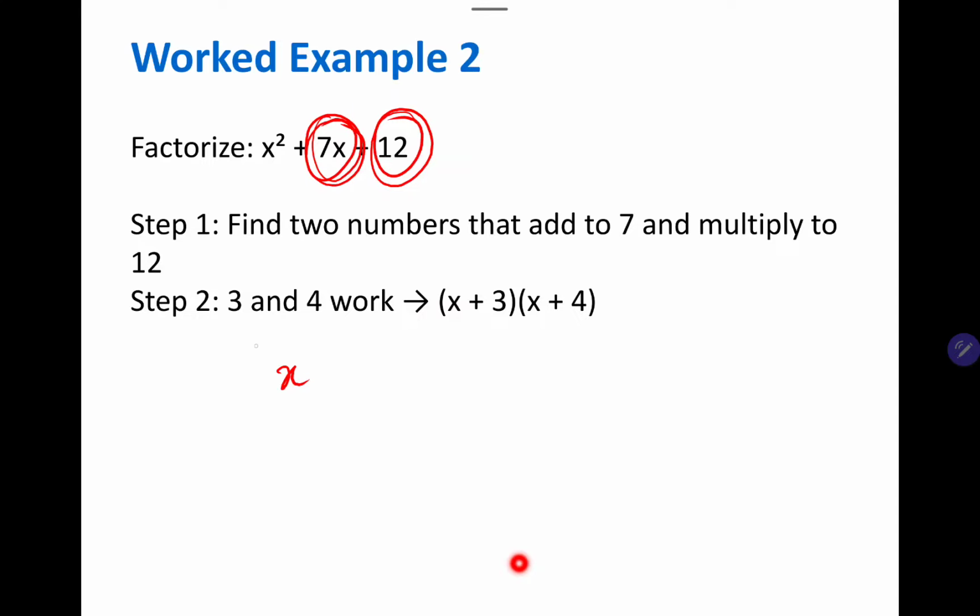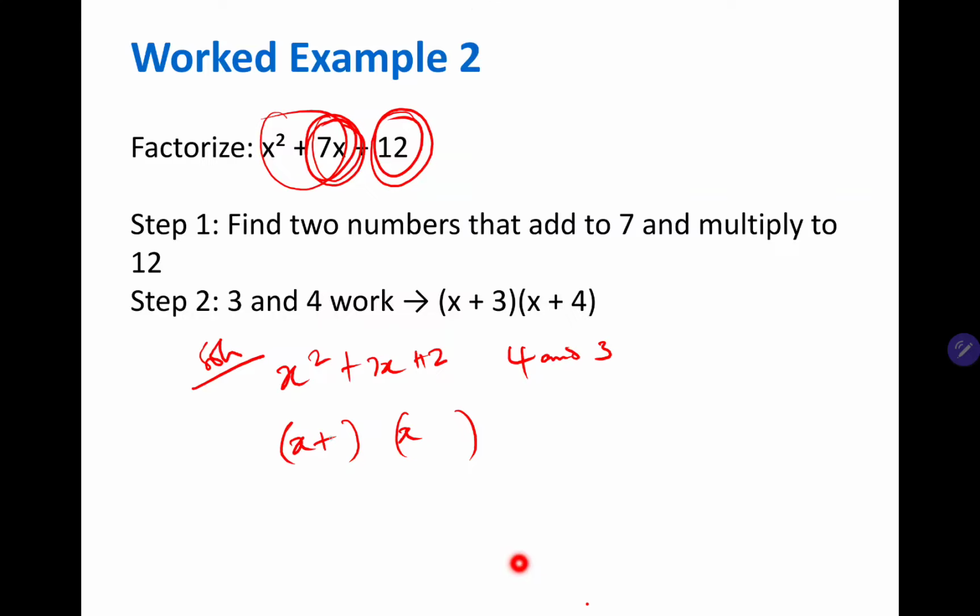So we have x squared plus 7x plus 12. We look for the common factors. We open our parentheses. What is the common factor here? We have x. So we put x in the first and in the second. Then what two numbers can add up to give us 7 and at the same time multiply to give us plus 12? We have 4 and 3. 3 times 4 is 12. 3 plus 4 is 7. So the two numbers will be 4 and 3. So we say x plus 4 and x plus 3. So this becomes the factorization of this.